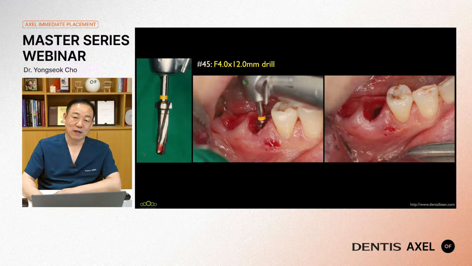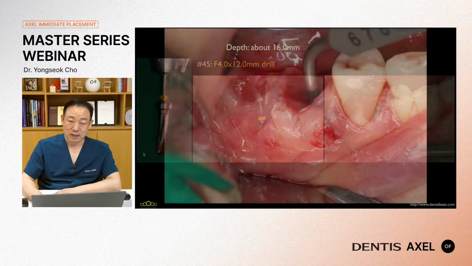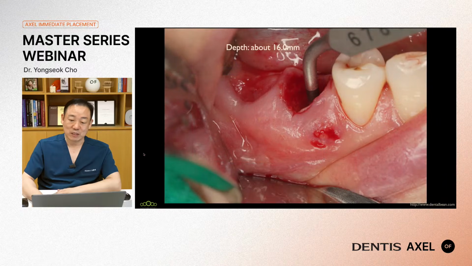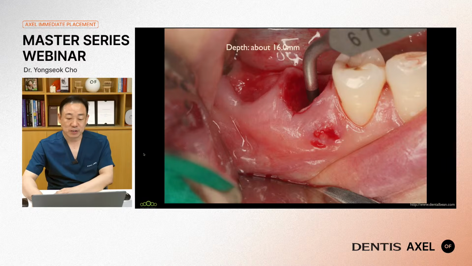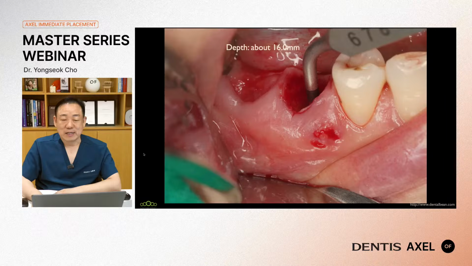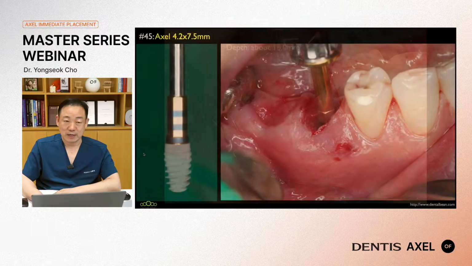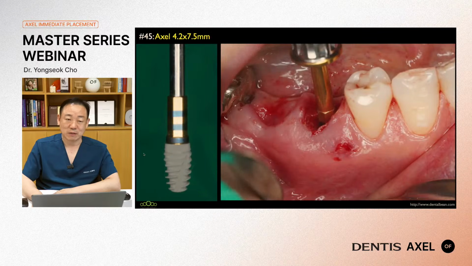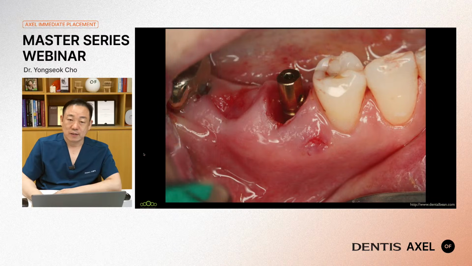I used the 4x12 mm drill and checked the depth before implant installation. It measured 16.0 mm. Then available height is 11 mm, but no need to place long implant actually, even if it is deep. In this case, I selected a 7.5 mm implant and placed the implant adequately, slightly deeply, like this.